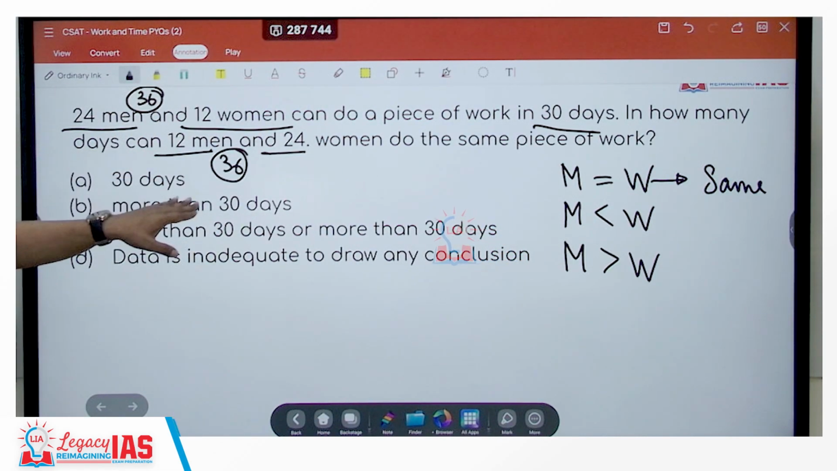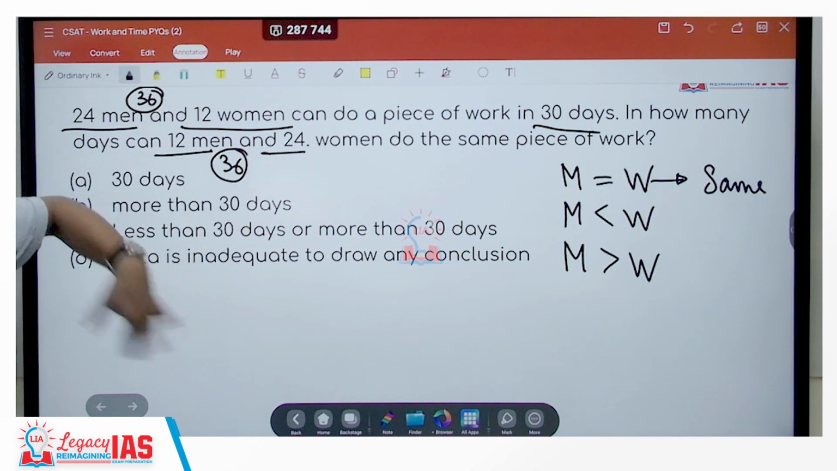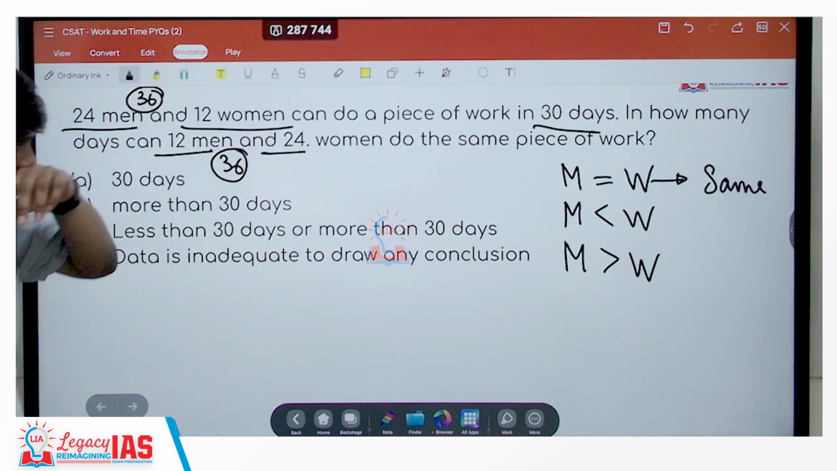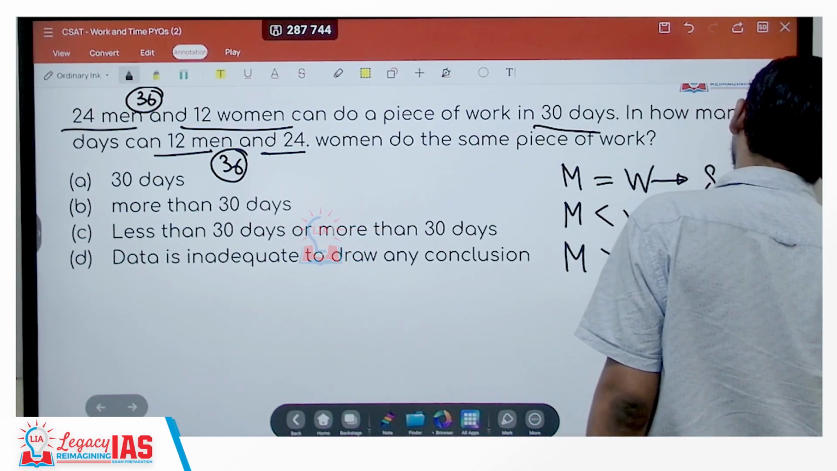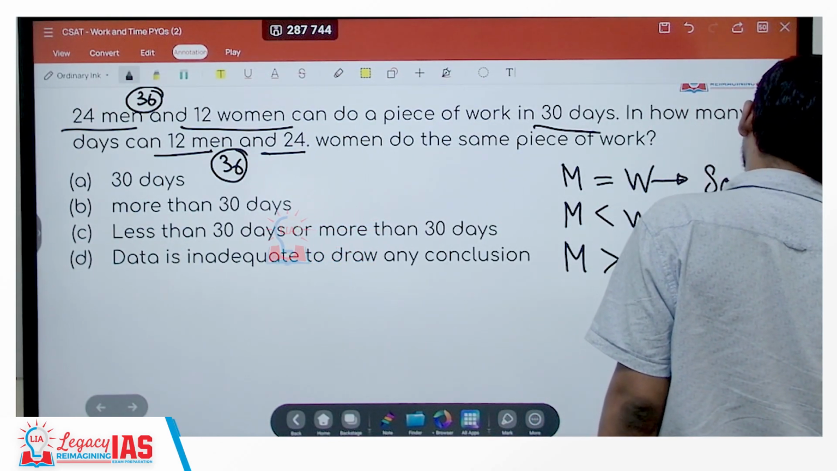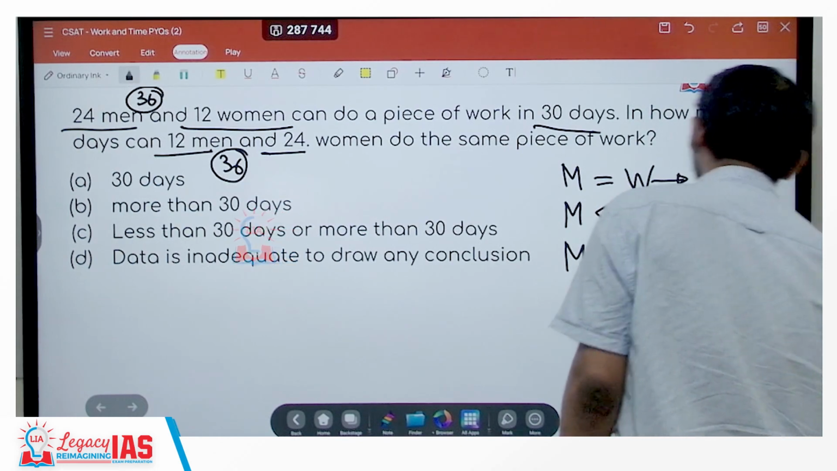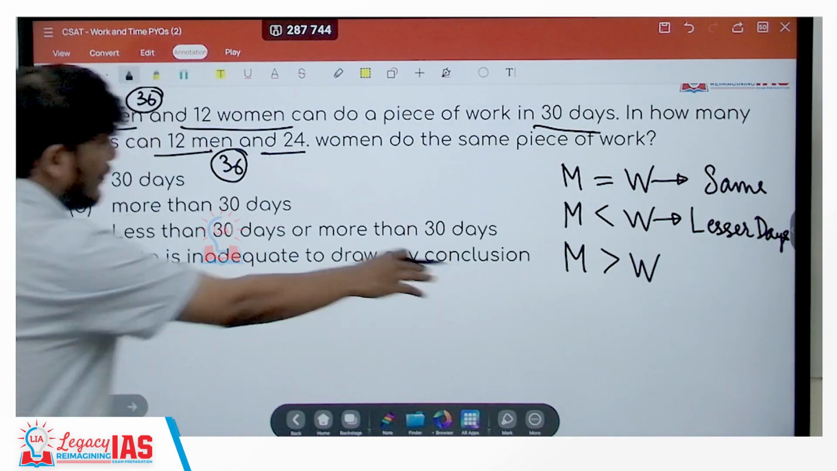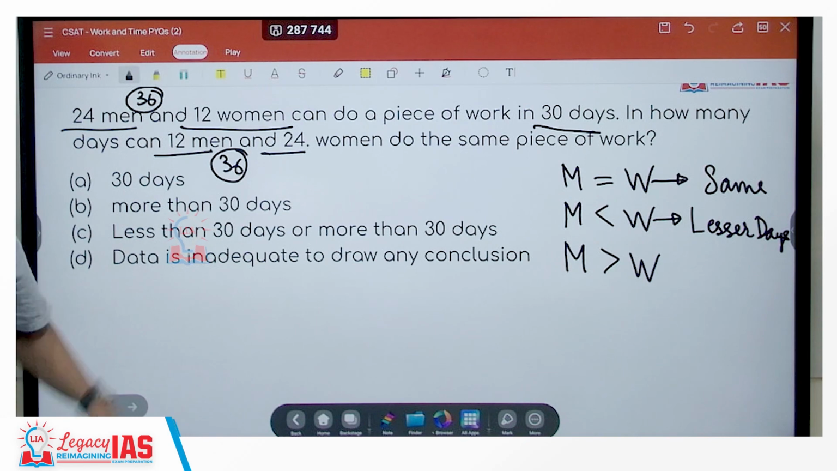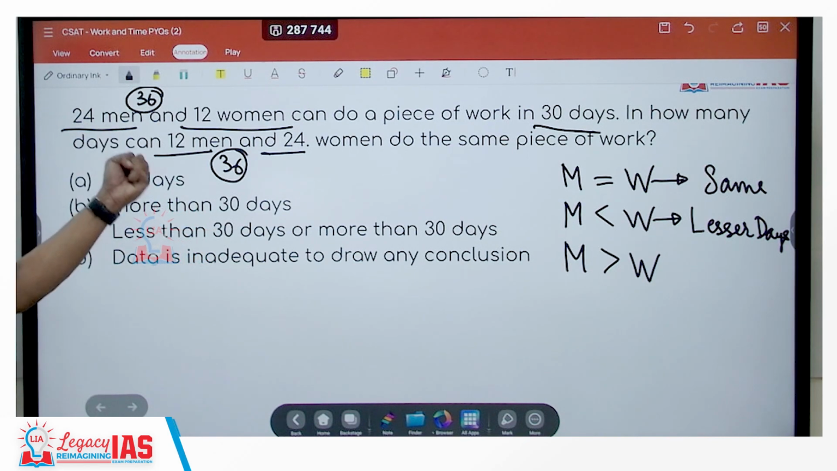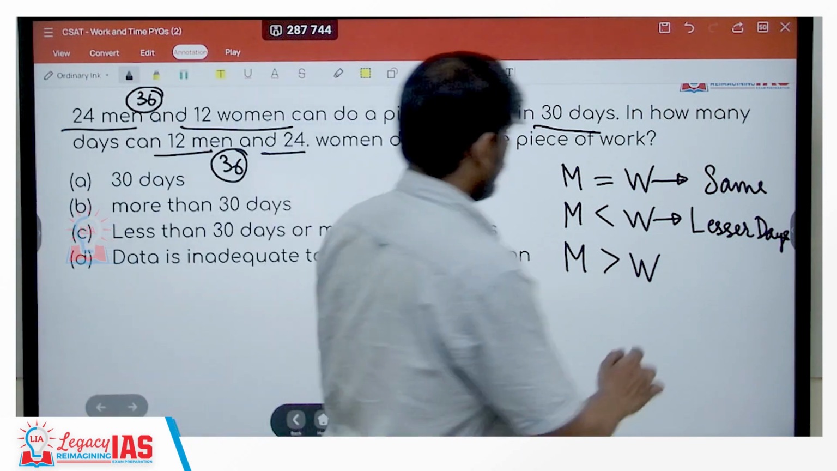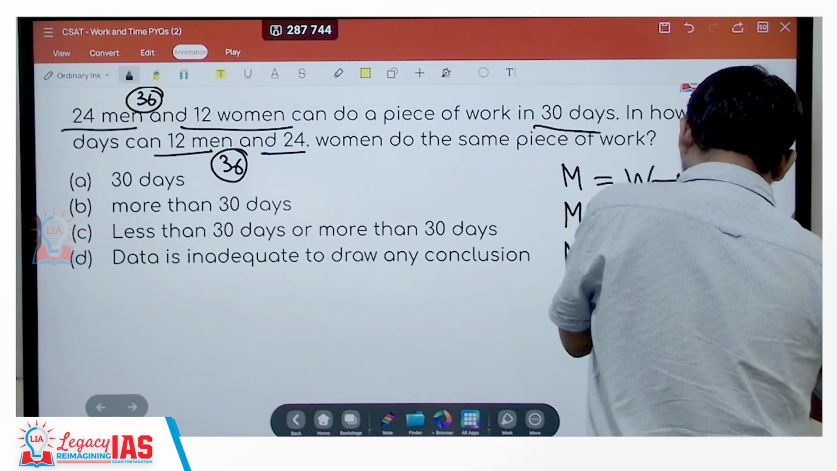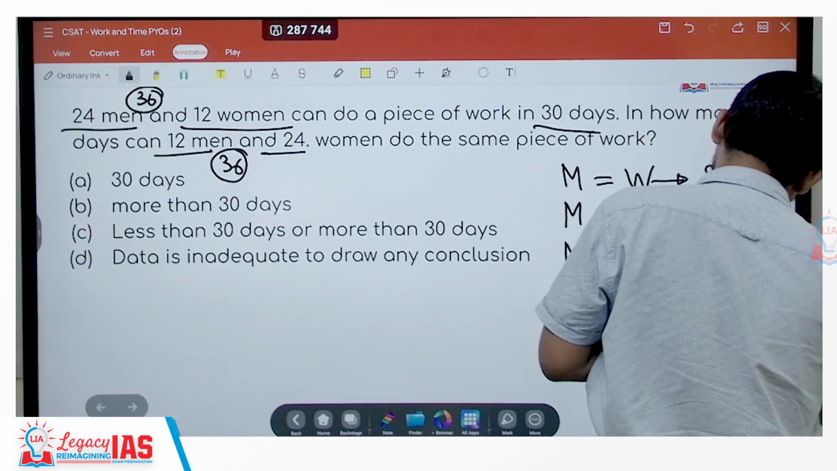The number of men is reducing and the number of women is increasing. So you are increasing the more efficient people, so you will do the same work in a lesser number of days. Now, if the efficiency of men is more than the efficiency of women, then you are decreasing the number of men and increasing the number of women. So you will require more time. So here, in this scenario, you will require more days.